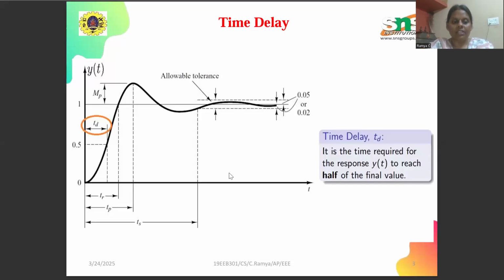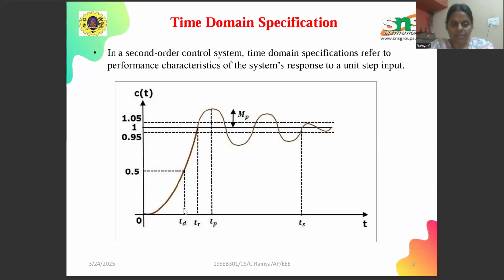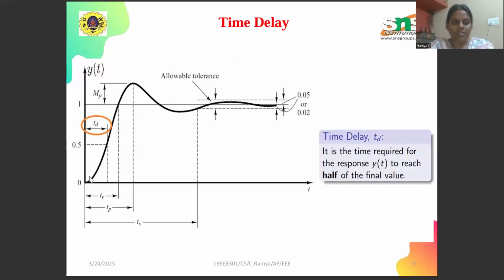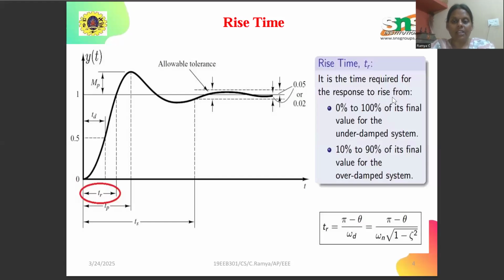The first one is TD, that is delay time, which we are mentioning over here. Delay time is, as you can see, once the graph starts increasing up to its 0.5 value of the output. So we can define delay time as the time required for the response to reach half of its final value. That's why it is mentioned as the 0.5 value; till that time we define it as TD, the delay time.